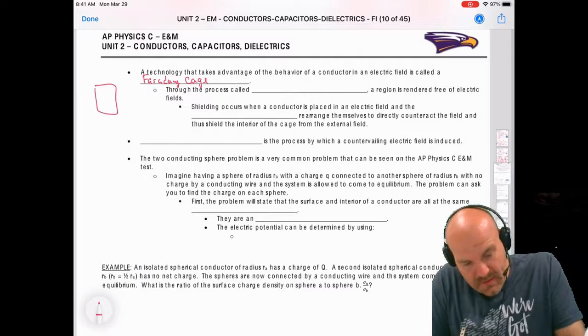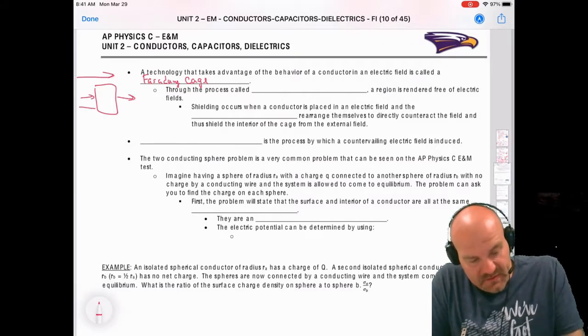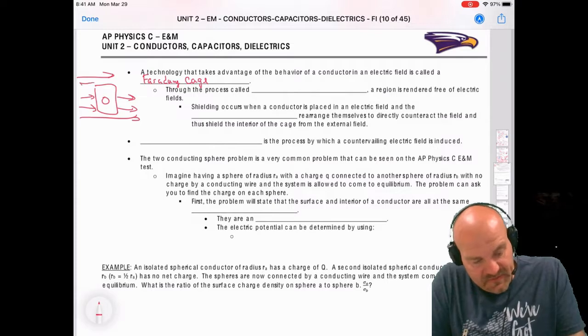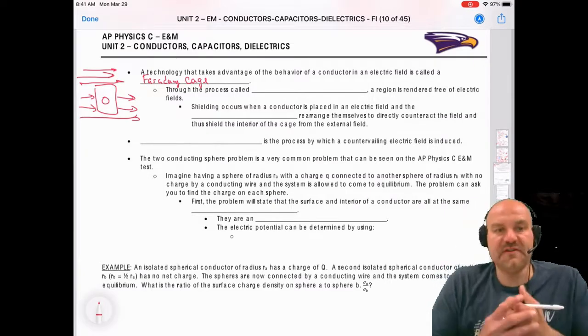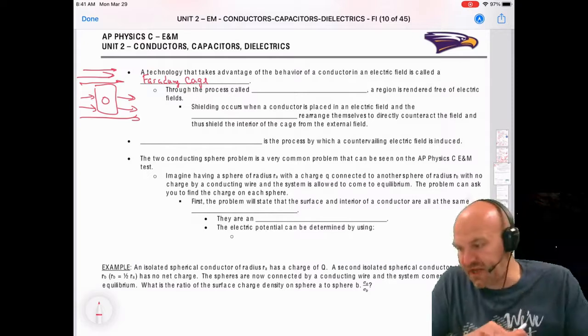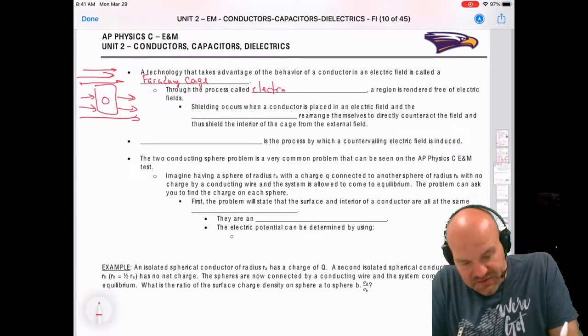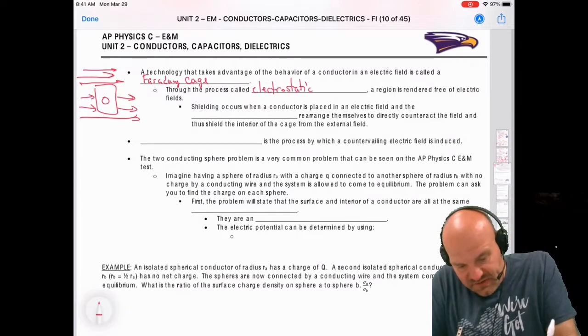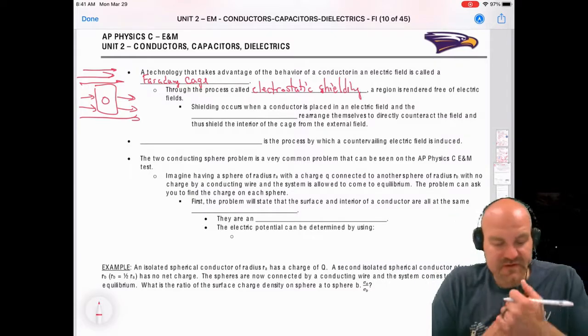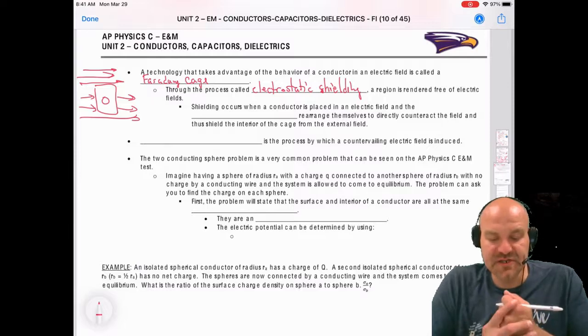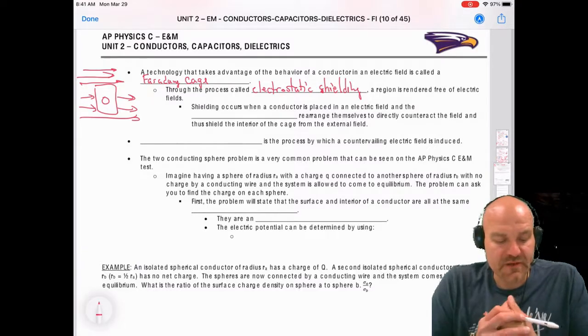If I take a conducting metal piece and put it into an electric field, whatever's inside is essentially shielded from that E field. This is what we call a Faraday cage. Through the process called electrostatic shielding, a region is rendered free of electric fields.